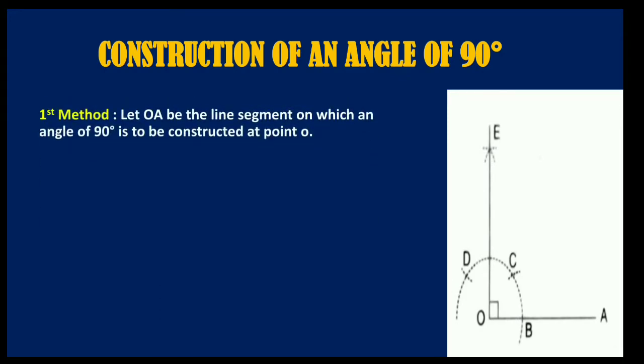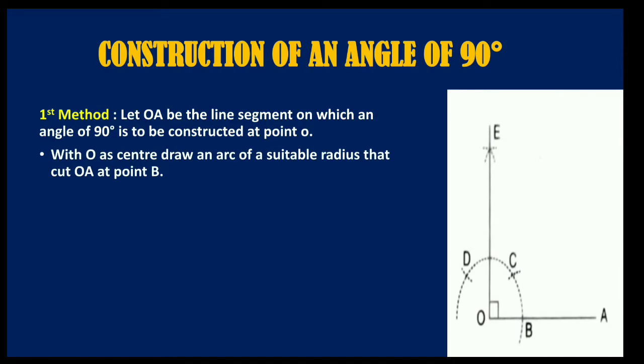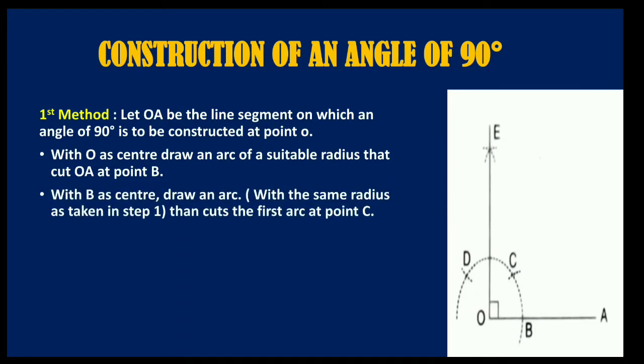Let's see the instructions. The first method: let OA be the line segment on which an angle of 90 degree is to be constructed at point O. Now with O as the center, draw an arc of a suitable radius that cuts OA at point B. With B as the center, draw an arc with the same radius as taken in the first one, and cut the first arc at point C.